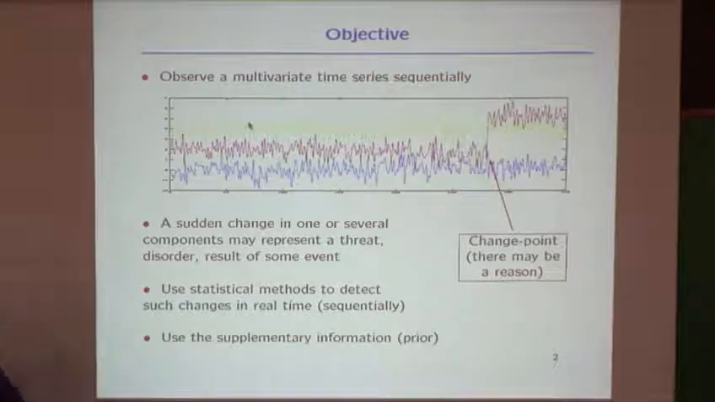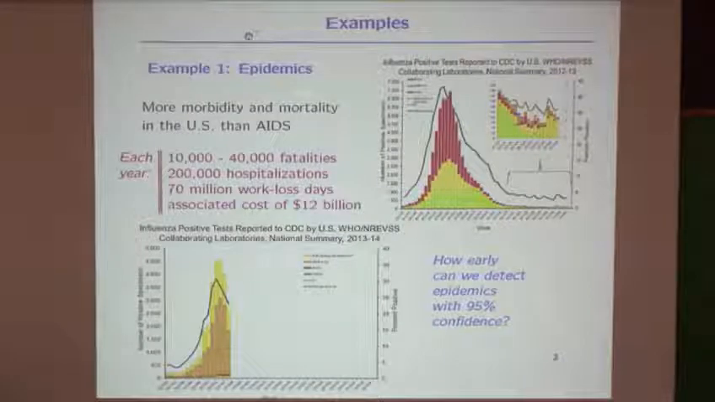I'll try to motivate with some good examples, where there is indeed very rich, substantial information not related to the data, prior information, that can help detect the change point and hopefully get us a more sensitive detection procedure. Here is one example coming from epidemics.